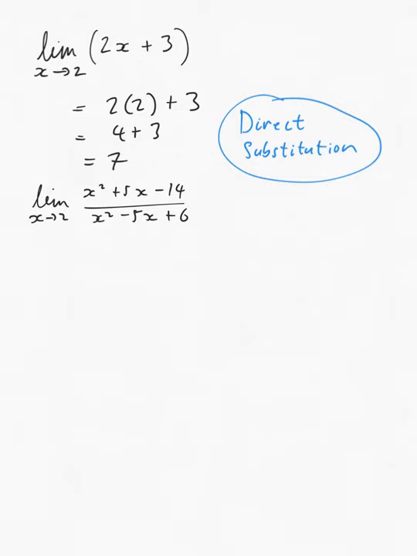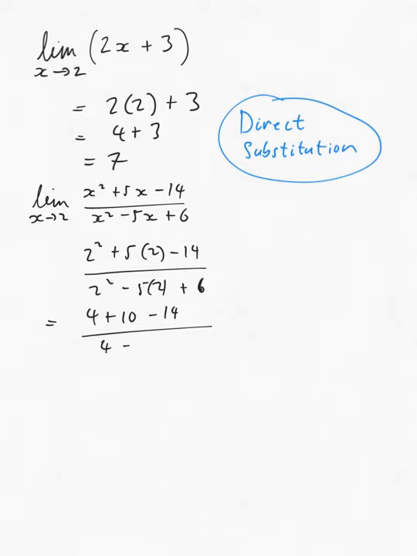Here's another example. The limit as x approaches 2 of (x squared plus 5x minus 14) over (x squared minus 5x plus 6). So the first thing we'll try is substitution. If we put in 2 there for x, we get (2 squared plus 5 times 2 minus 14) divided by (2 squared minus 5 times 2 plus 6). That gives us (4 plus 10 minus 14) divided by (4 minus 10 plus 6), which gives us 0 divided by 0. So this is no good. Direct substitution won't work here.